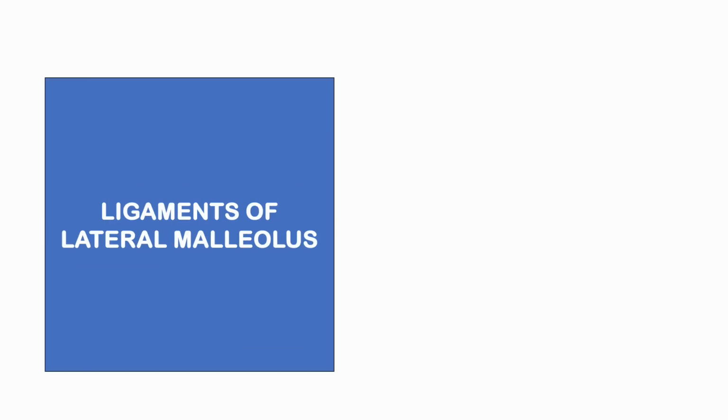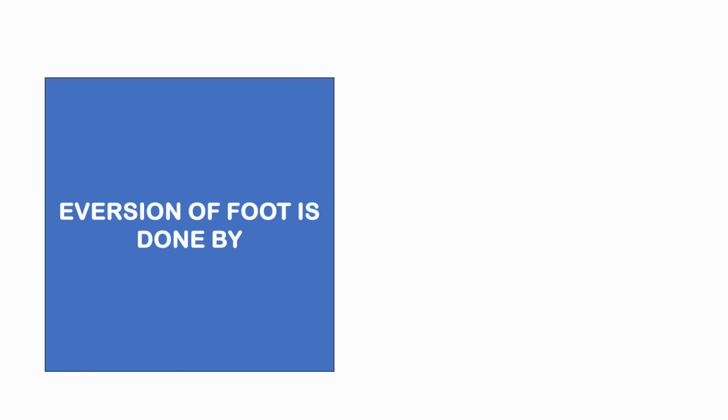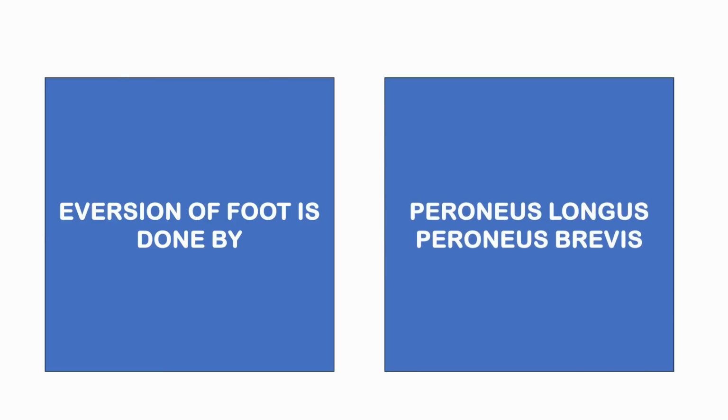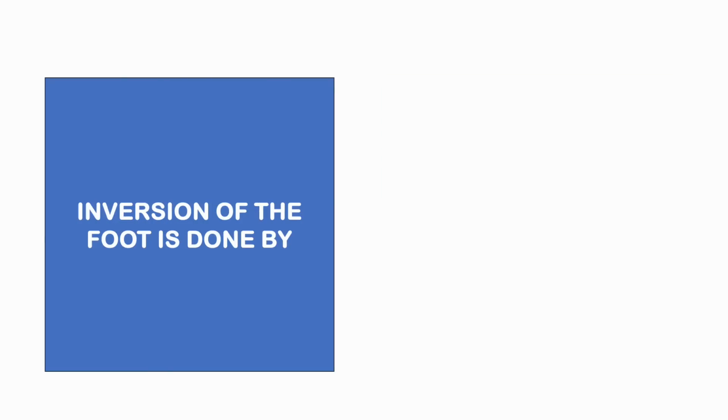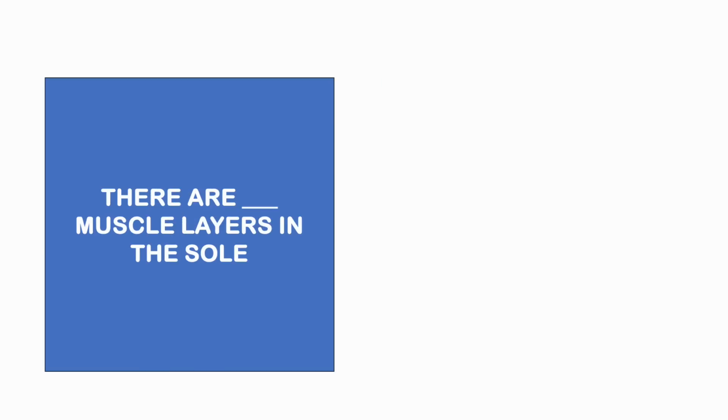There are 3 ligaments of the lateral malleolus: ATFL, PTFL, and CFL. Anterior talofibular ligament, which is the weakest one, then posterior talofibular, and then calcaneofibular ligament. Eversion of the foot is done by the lateral compartment, peroneus longus and peroneus brevis. Inversion of the foot is done by tibialis anterior and tibialis posterior.